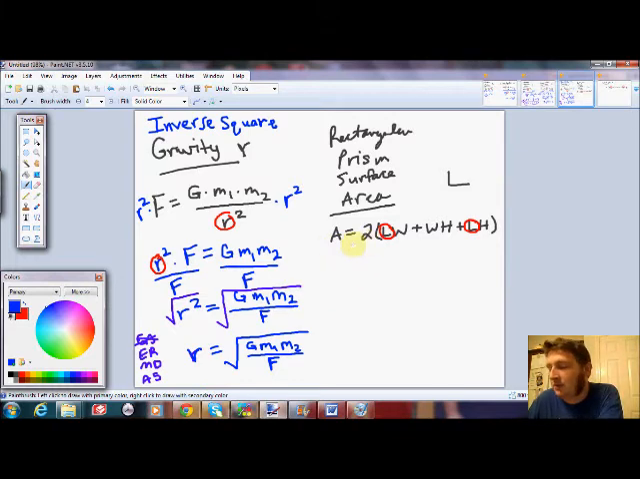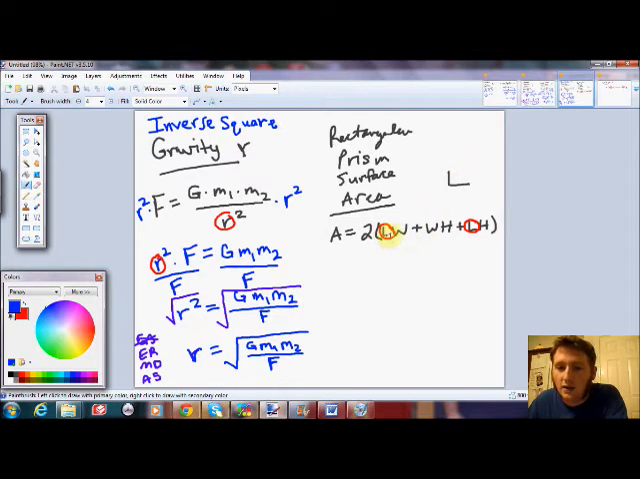And then this one, we've got another trick we're going to use here. Oh, look at that. We've got L, rectangular prism surface area. We've got L in two different spots. This formula is the surface area of a box, or the amount of wrapping paper it would take to cover the surface of the box.